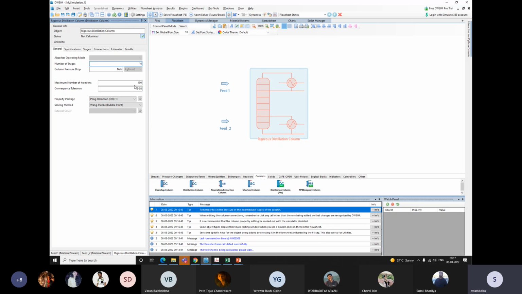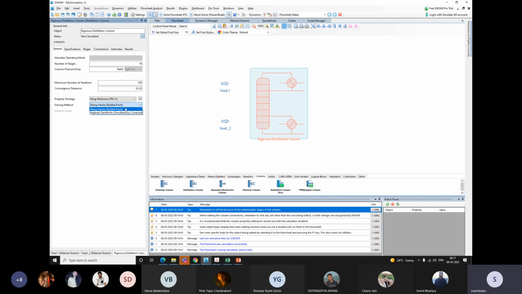How many iterations? As I showed you, we need to solve the equations simultaneously, so it is an iterative procedure. 100 iterations is the default value. And here there are two methods: Wang-Henke bubble point method and simultaneous correction method.